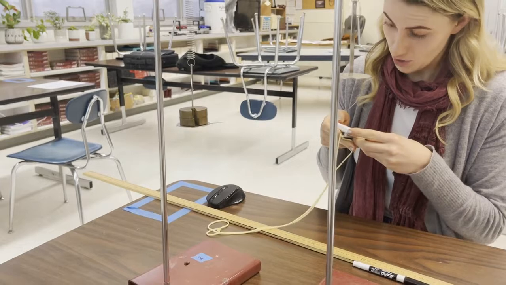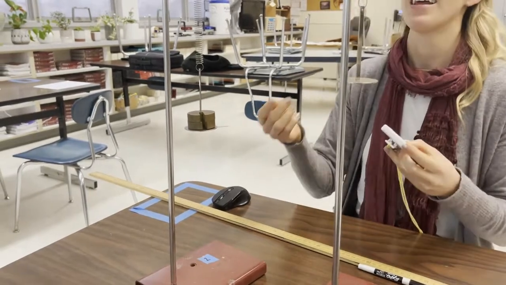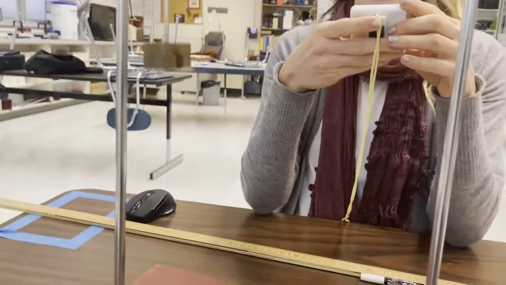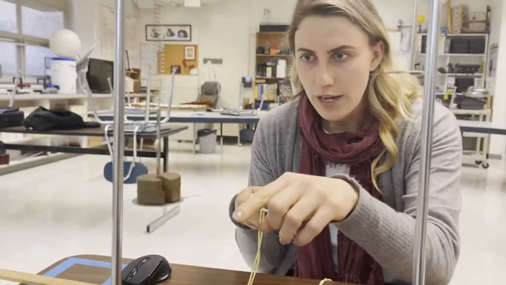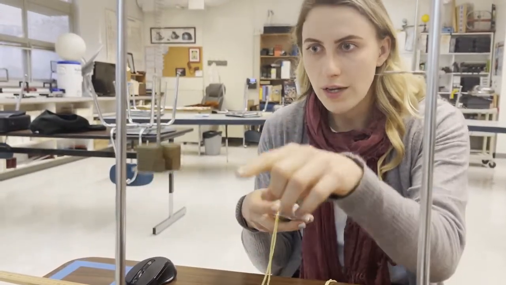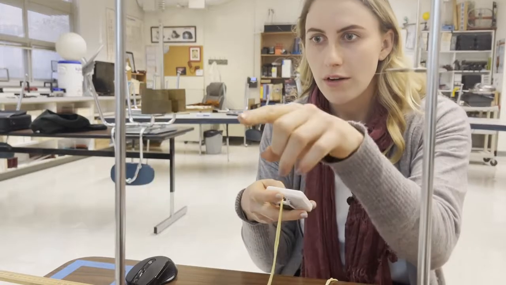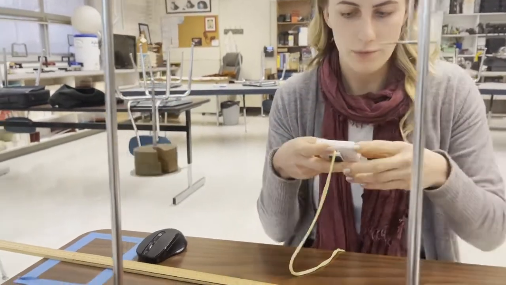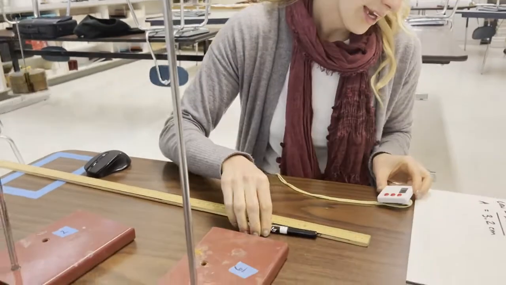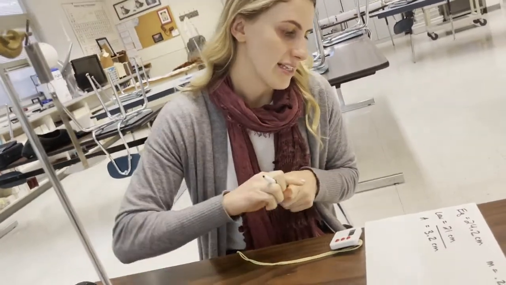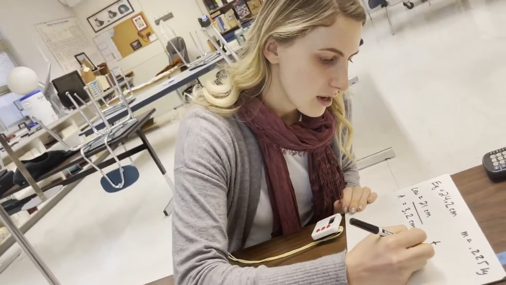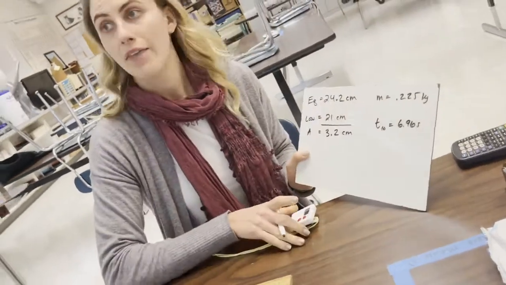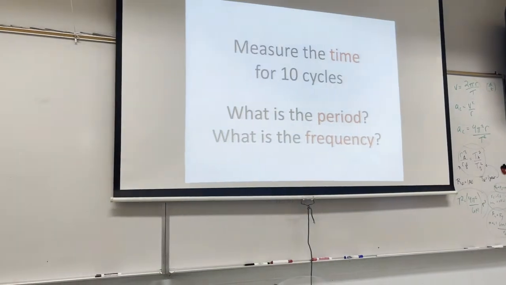Start. Okay, so for 10 cycles, and we're going to start when it goes to the bottom, right? 1, 2, 3, 4, 5, 6, 7, 8, 9, and 10. Okay, so the time for 10 cycles, I got 6.96 seconds. T10. And then, what is the period?